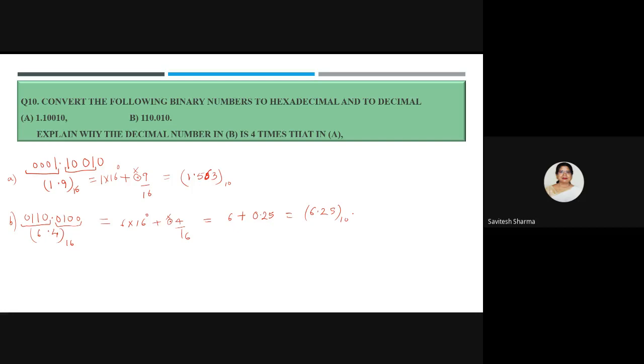Okay, so the last question I'm not solving. The last question I already discussed at the time of the lecture. So you see and you solve it. Okay, you see the answer.